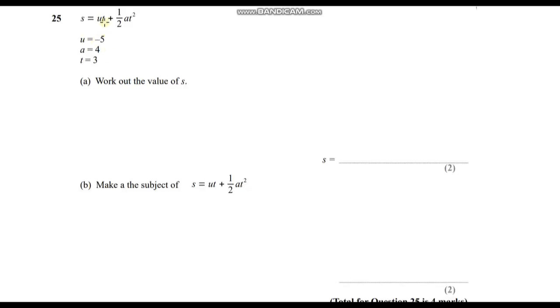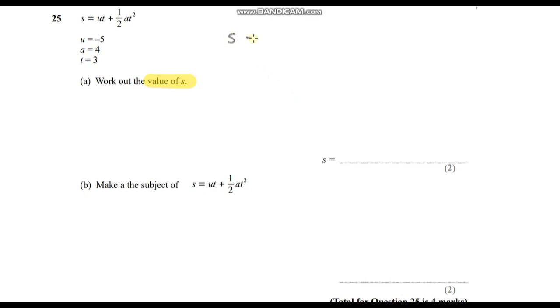Question 25. We've got the formula S equals UT plus half AT squared. And we're given the values for U, A and T. And it says work out the value of S. So we want to work out the value of S when we substitute these numbers for U, A and T into our formula. So let's do that.